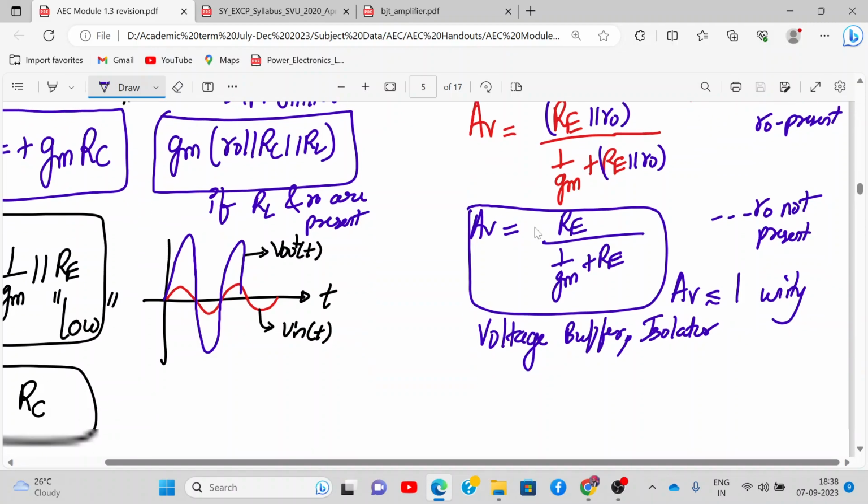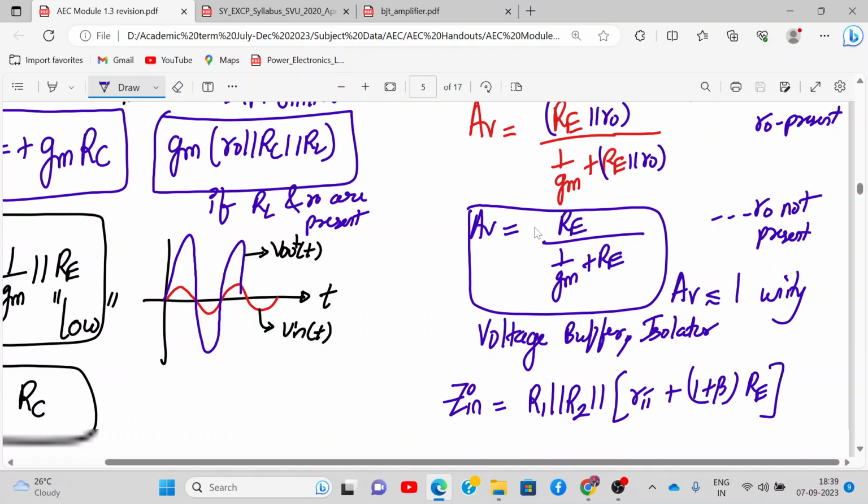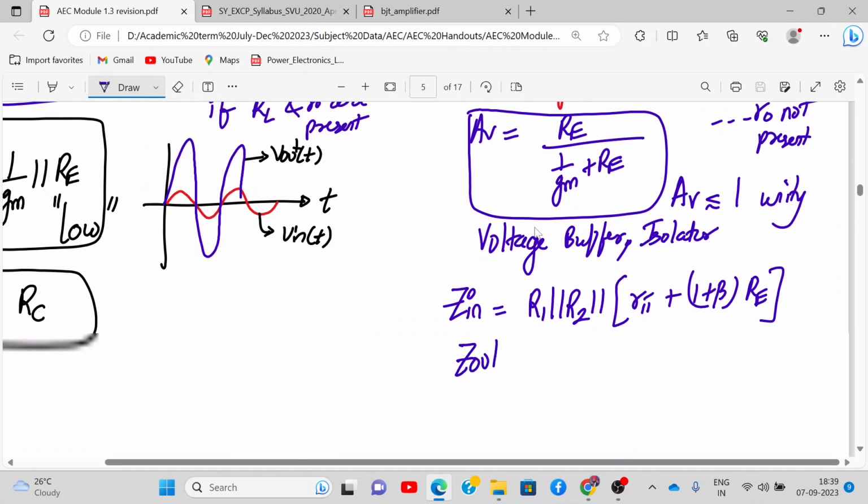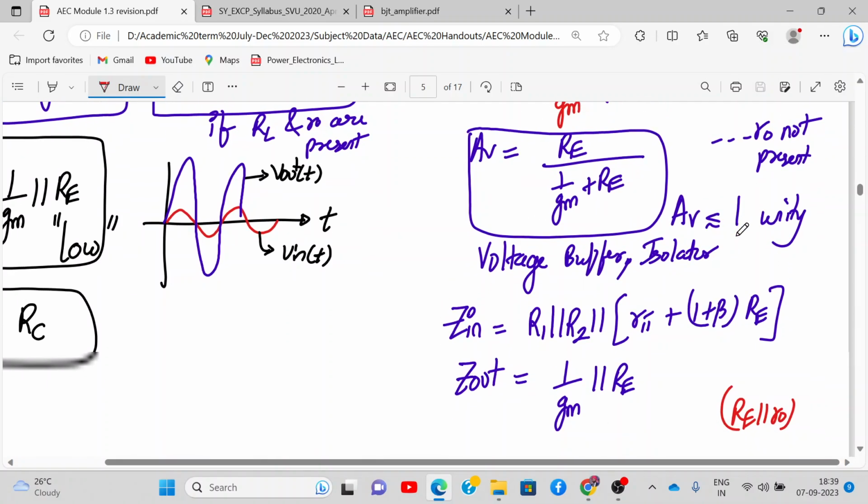Got it? And what is the input impedance given by over here? Input impedance is R1 parallel to R2 parallel to rpi plus (1 plus beta) times Re. This is the input impedance. Output impedance will be 1 upon gm parallel to Re. These are the formulas. And if ro is present, wherever there is Re, replace it by Re parallel to ro. So this is the summary for the common collector configuration.